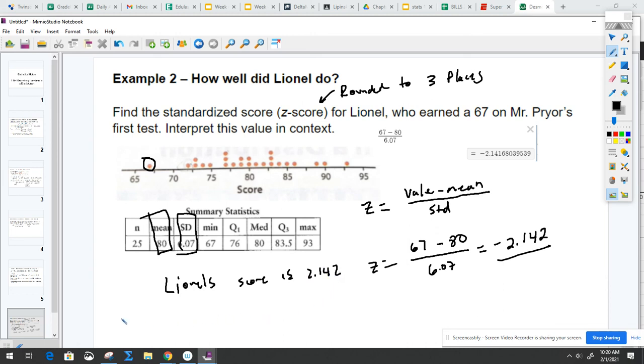2.142 standard deviations below the mean of 80. So again, notice I didn't put it as negative 2.142 because I used the word below. So when we ask you to write and interpret the value in context, you're going to tell me whether it's above or below the mean, and find that Z value.